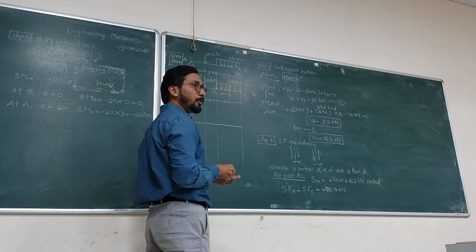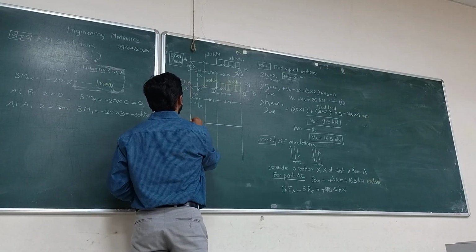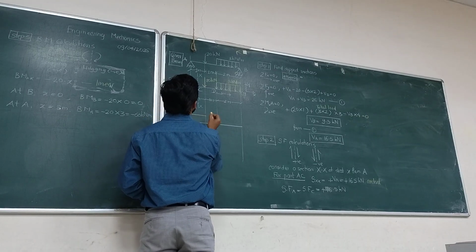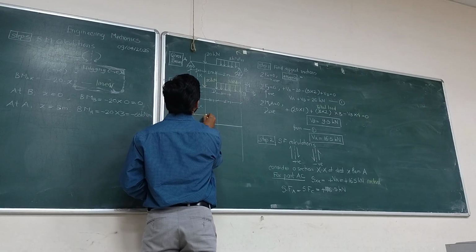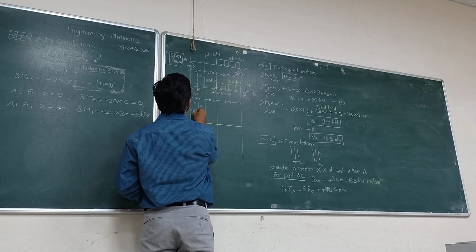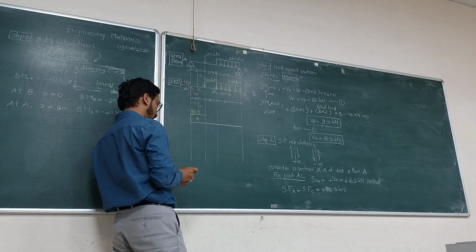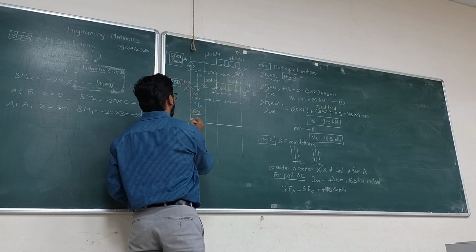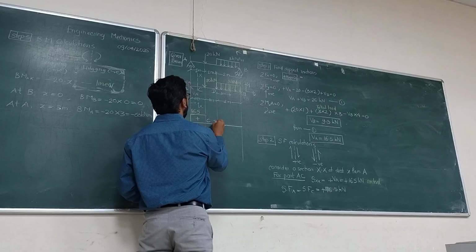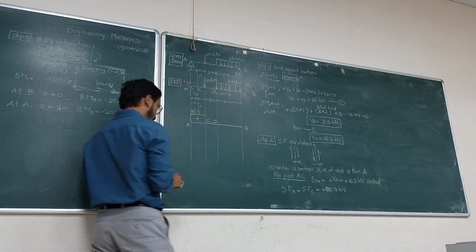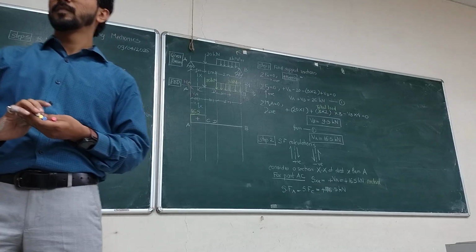So shear force value at A is 16.5, at C is 16.5. This is plus 16.5, not 16. So this is your A, this is your C, this is D, this is E. This part is over, the AC part.